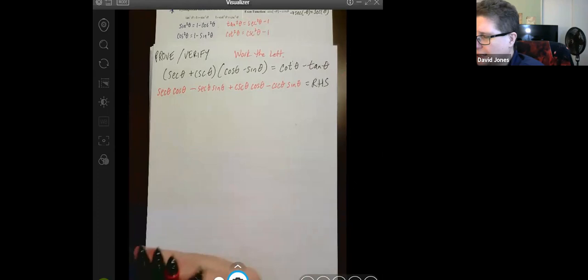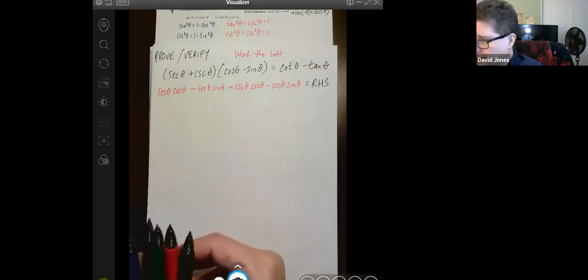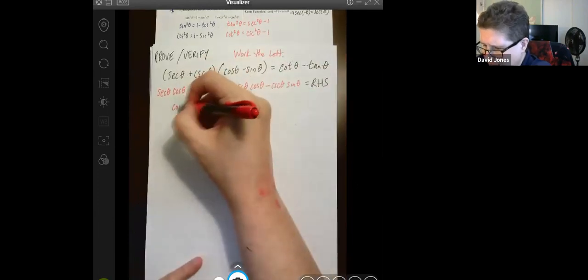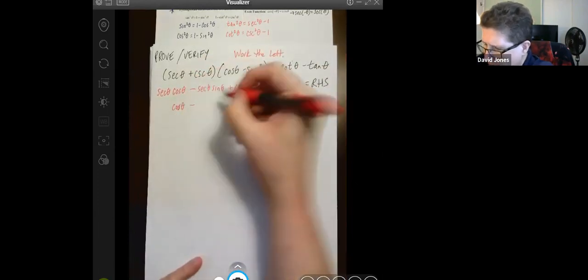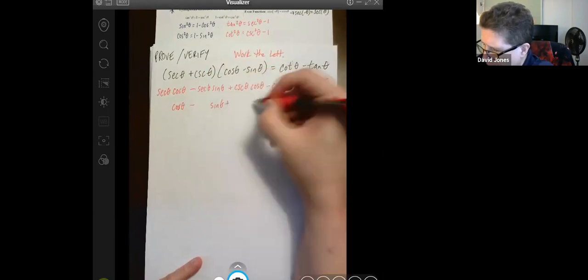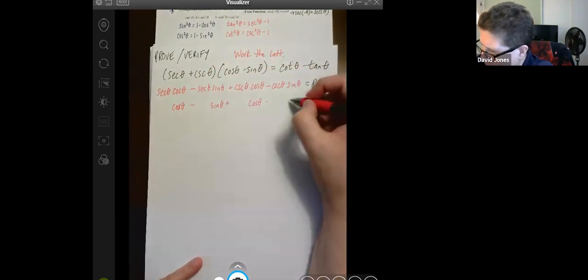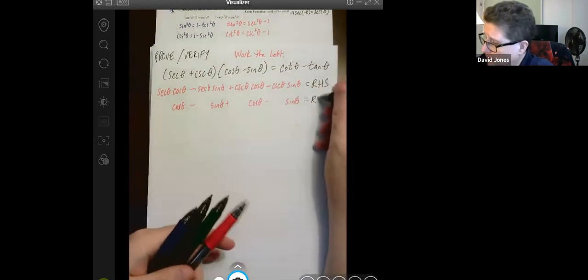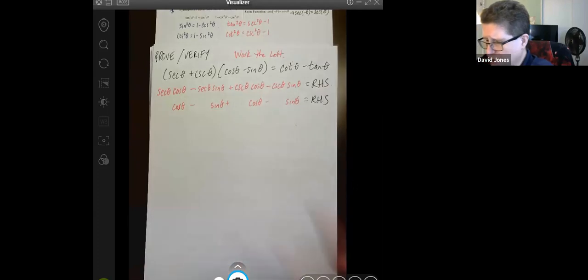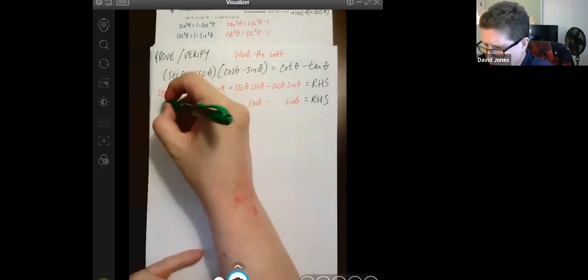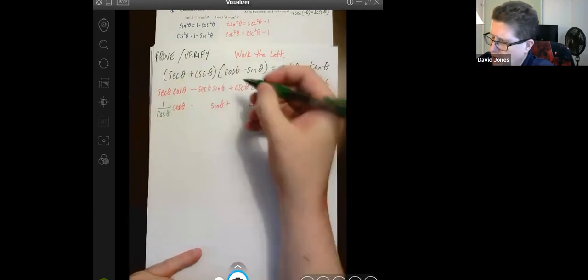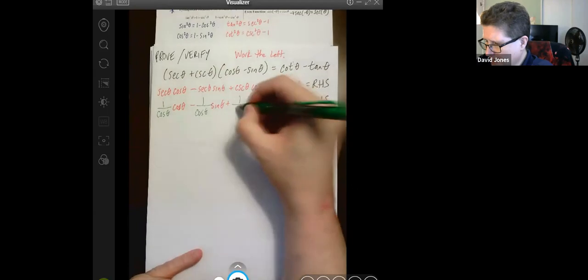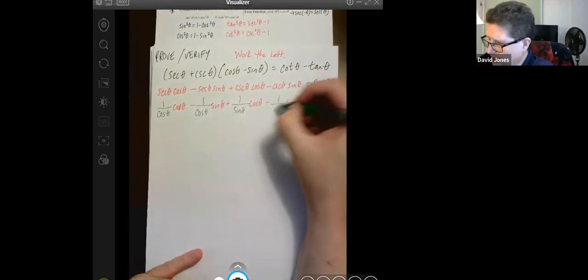Let's go to cosine and sine. So what's changing here? This is staying the same. This will stay the same. That'll stay the same. That'll stay the same. And I'll sub in the other ones using green. Secant theta is 1 over cosine theta. 1 over cosine theta. 1 over sine theta. 1 over sine theta.